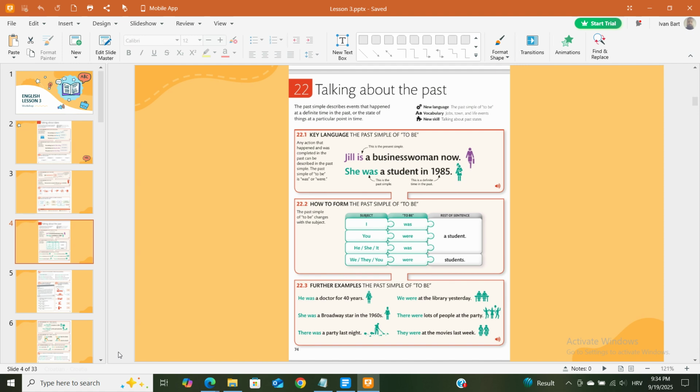This is the present simple. Jill is a businesswoman now. She was a student in 1985. This is the past simple. This is a definite time in the past.